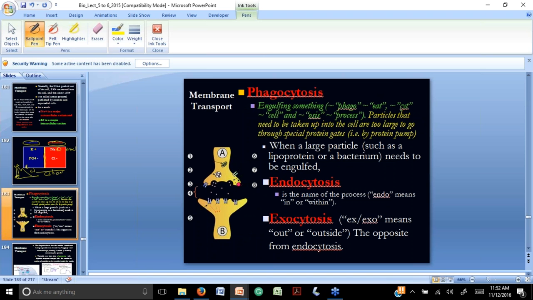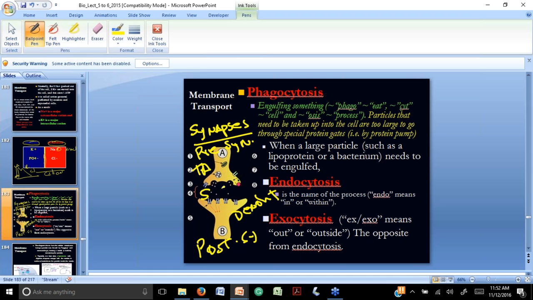So phagocytosis is the process where, you can see here, these are the synapses of nerves. This is, for example, the presynaptic. This is the postsynaptic. This is the terminal axon, and this is the dendrite that is going to communicate to the next neuron. So we have here the mitochondria, etc., the neurotransmitters release. This is the presynapsis. This is the synaptic gap and the postsynaptic.